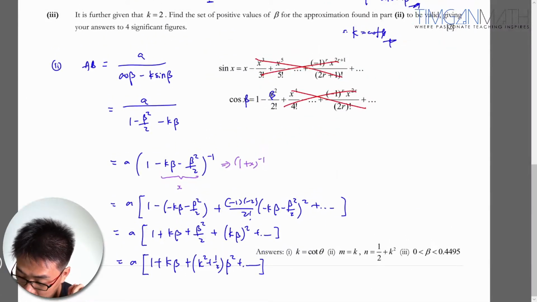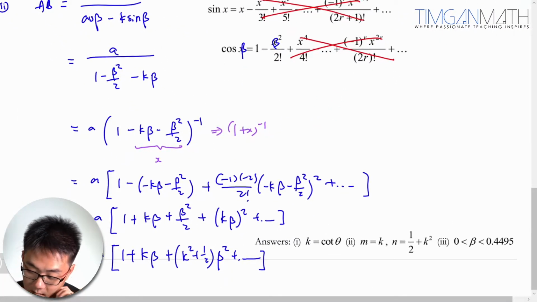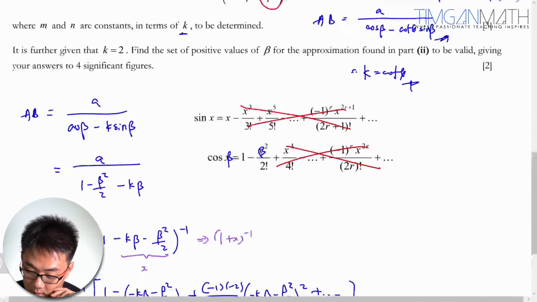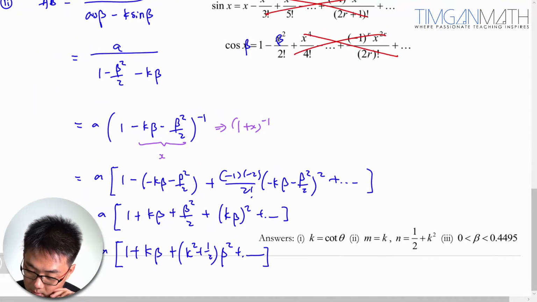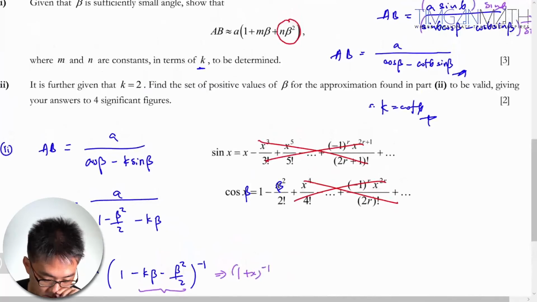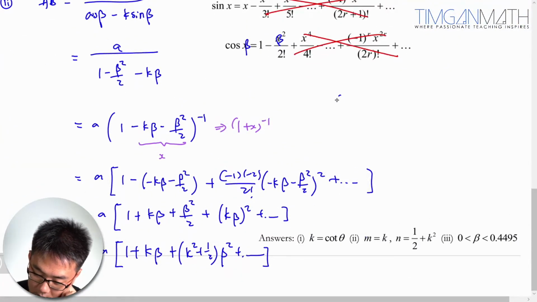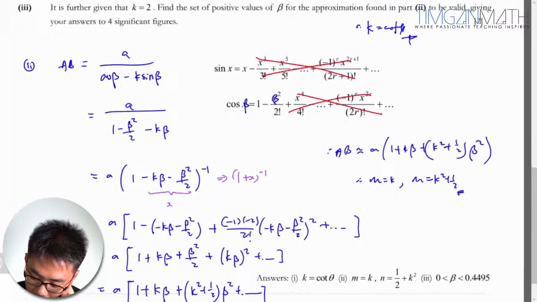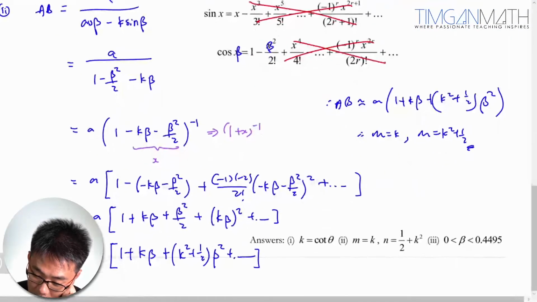Ta-da! Let me see, the answer is correct. Okay, so m is what? So hence AB roughly equals A(1 + Kβ + (K square plus half)β square). Hence M equals K, N equals K square plus half. There you go, M and N. Sorry, I need to go and learn my alphabet. So this is N.